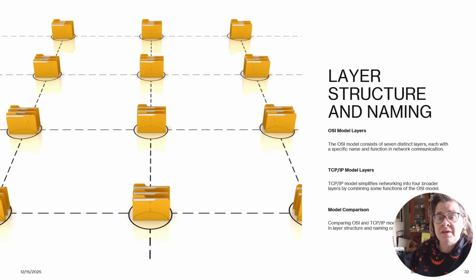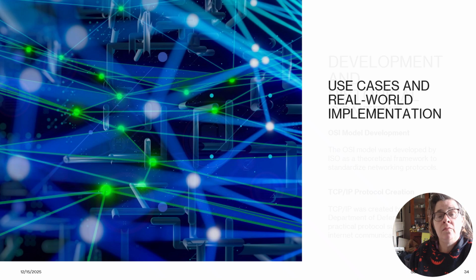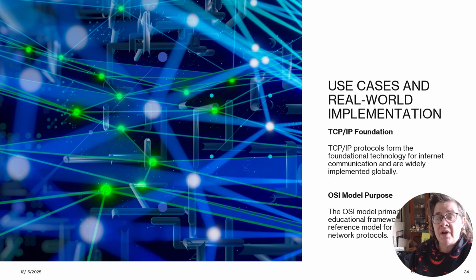OSI has 7 distinct layers with specific names, while TCP combines some functions into 4 broader layers, simplifying the model. OSI was developed as a theoretical model by the ISO, while TCP was created as a practical protocol suite by the US Department of Defense. TCP/IP is the foundation of the internet and widely deployed, whereas OSI serves primarily as a teaching tool and a reference model.